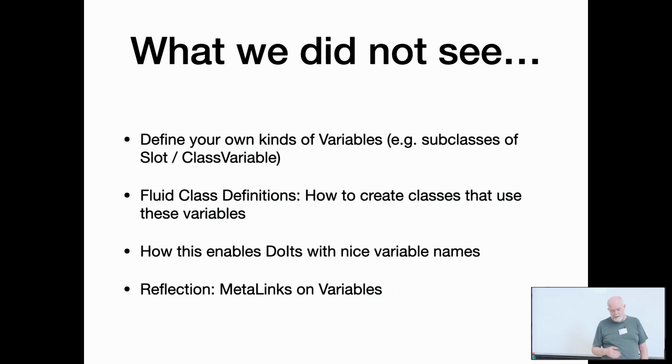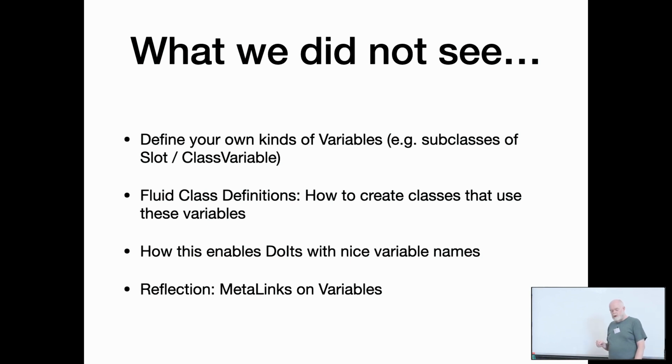What did I not show? Because I'm already soon out of time. I didn't really go into the detail of how to define your own variables because that is its own discussion, and we had already talks about that in the past. Part of that is fluid class definition. If you want to define your own kind of class variables and your own kind of instance variables, you cannot just give a list of names, but you want to have another way of defining classes. So this is where we worked a lot in Pharo 10 and now in 11 to enable fluid class definitions as a feature, which is now available optionally.